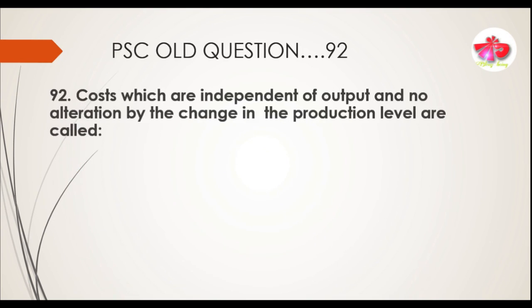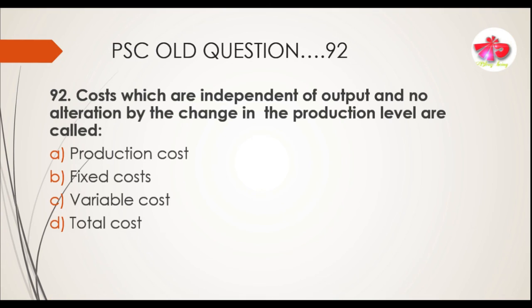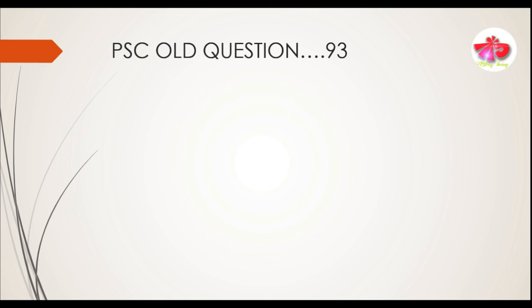Question number 92. Costs which are independent of output and no alterations by the change in the production level are: option A, production cost; option B, fixed cost; option C, variable cost; and option D, total cost. So friends, costs which are independent of the output and no alterations by the change in the production level are called fixed cost. So fixed cost, that is option B, will be the correct answer.